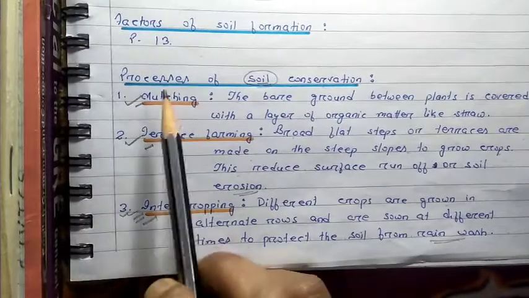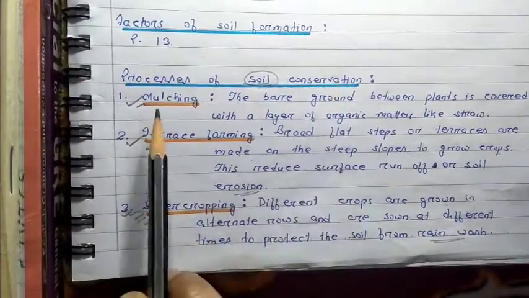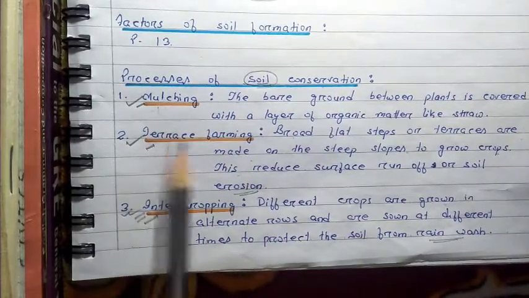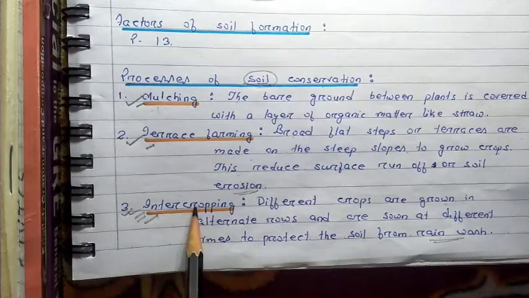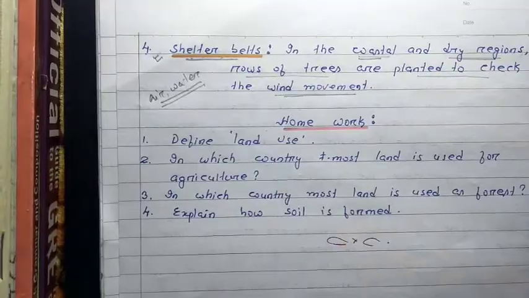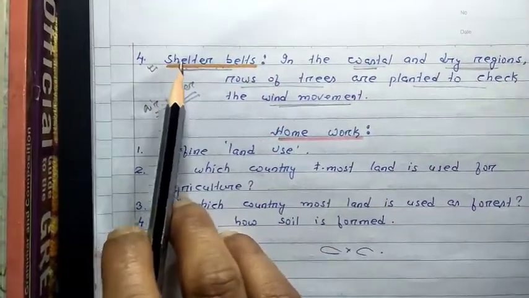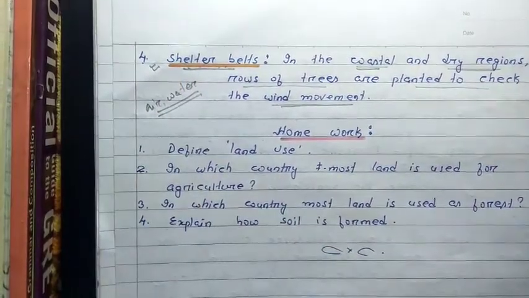So as we got processes of soil conservation, first one I have told about mulching, second one we have told about terrace farming, then we have got intercropping, and the last one we have got is shelter belts. These are the different processes or systems through which we can conserve soil.